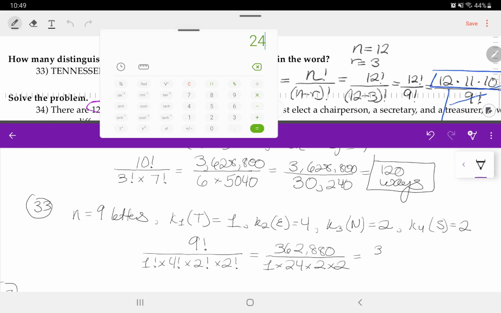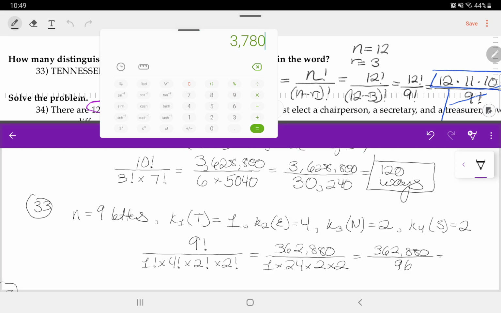So 362,880 divided by, when I multiply my denominator, that's going to be 96. Divide that by 96. And that's going to equal 3,780 distinct orders.